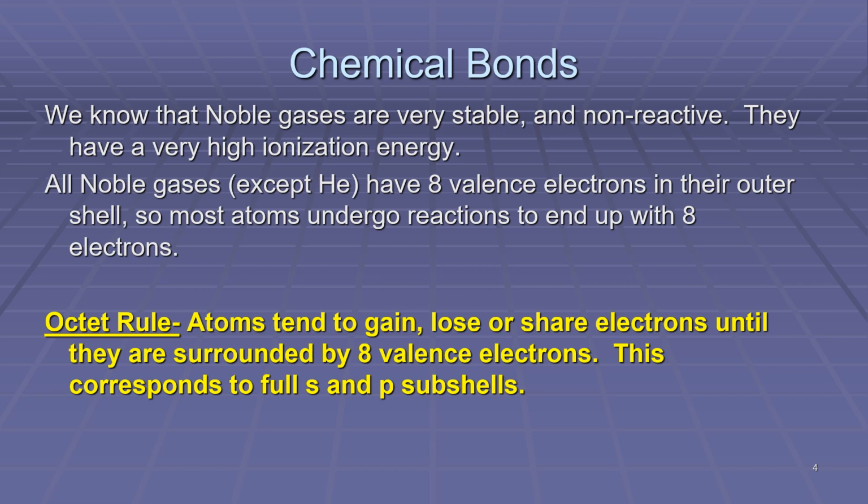So when we talk about the valence electrons, we're always talking about the highest energy level. So we're not necessarily talking about the d electrons. Noble gases have full s and p subshells. They're happy that way. They don't need any more electrons. They don't want to give up any electrons. And so it turns out that all other atoms tend to gain or lose or share electrons until they have those 8 valence electrons, which corresponds again to a full s and p subshell. So that's called the octet rule. So lots of atoms like to have 8 electrons.